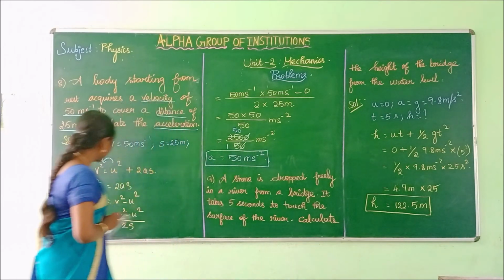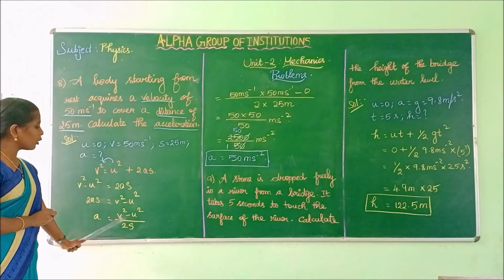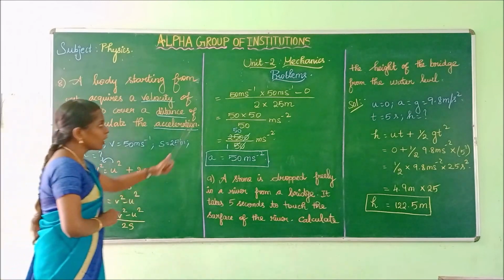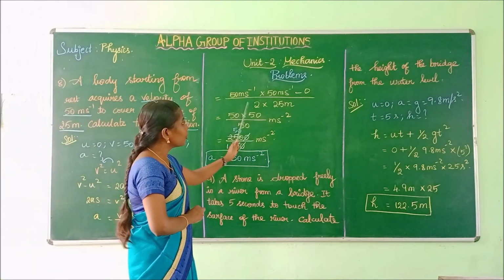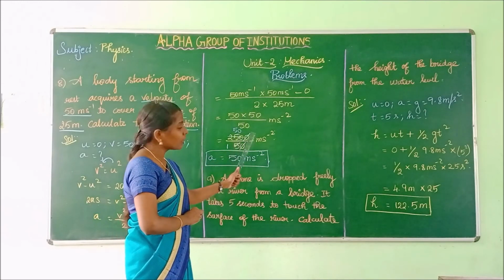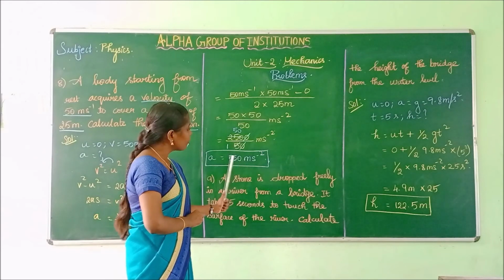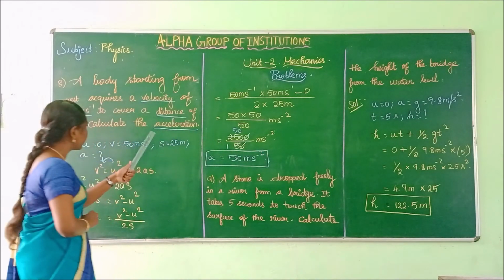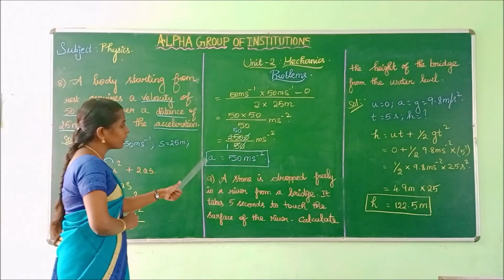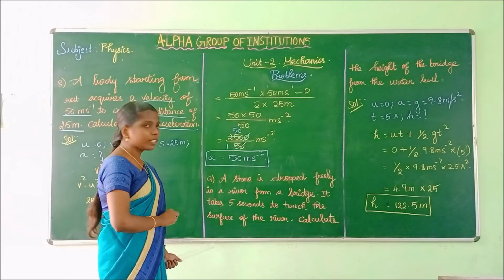Here a is equal to v square minus u square by 2s. Substitute the values of v, u and s in this formula. V square is 50 into 50, which is 2500. 2 into 25 is 50. If you cancel 50 and 2500, your answer will be 50 meter second power minus 2. Hence we have calculated the acceleration. The value for acceleration is 50 meter second power minus 2. I'll read the next question.